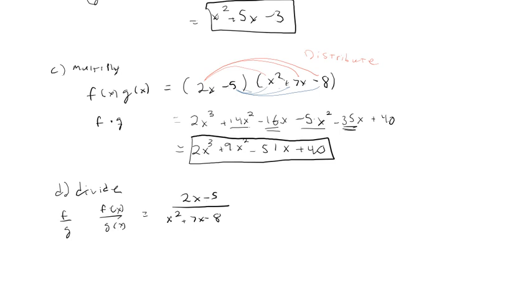And can I simplify this at all? Anything to combine here? Is there any kind of factoring I can do to simplify? Is there any kind of canceling I can do? Not with this one. So that's it. We're done.